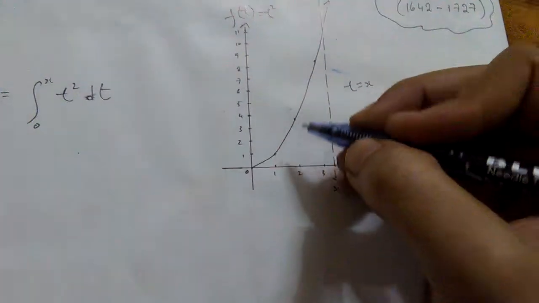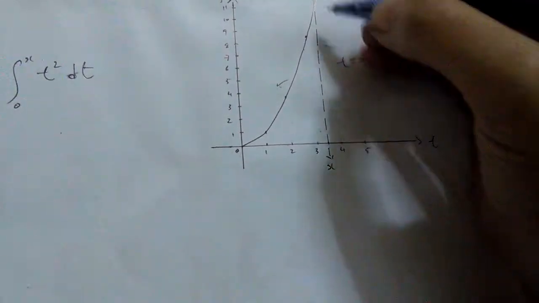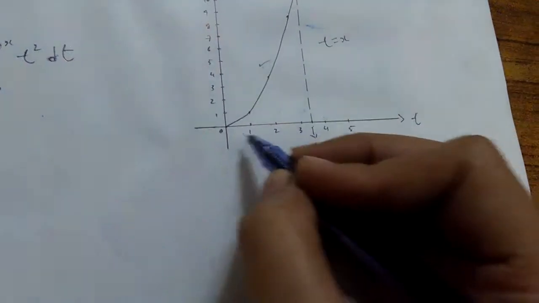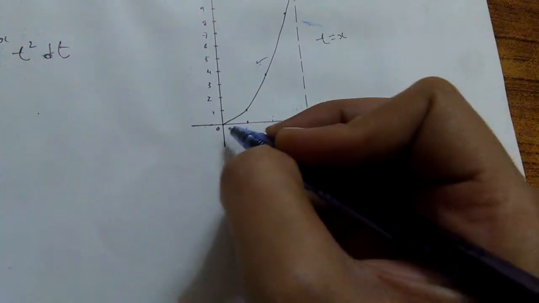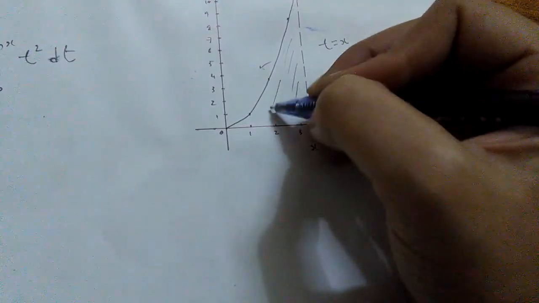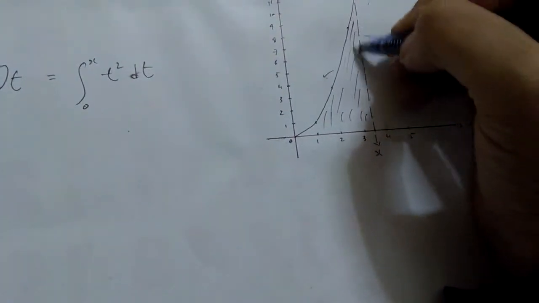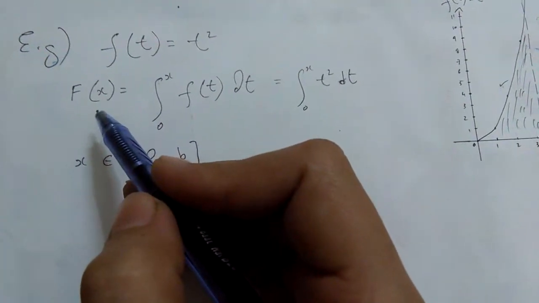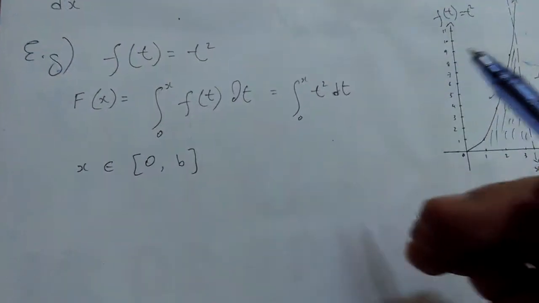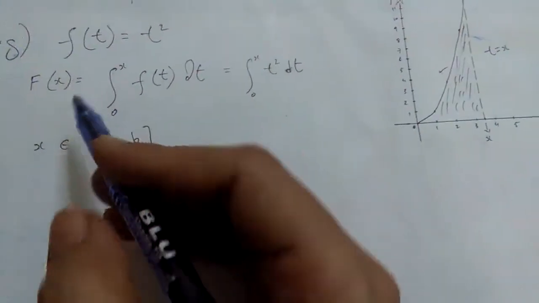So you see the area bounded under this curve, this line t equals x, and the t-axis from 0 to x. This is actually the area that we are dealing with, and this F of x is going to explain the measure of this area that I have just shaded over here. Okay, but it's not going to give me an exact answer in numbers. It's going to give me a corresponding equation, and that's what we have expressed as F of x, the function of x.